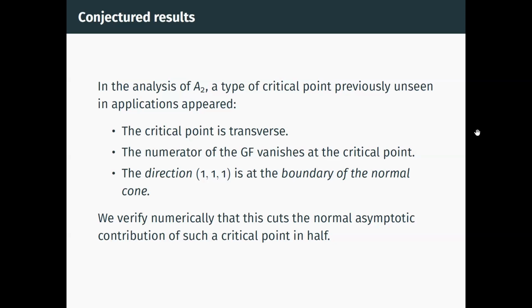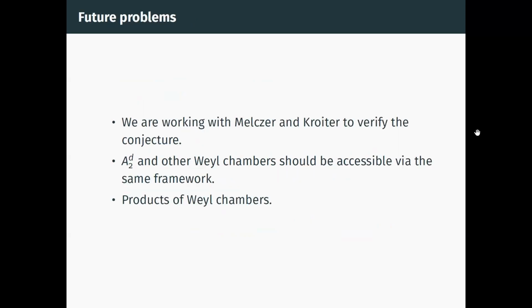If I only had one of the last two bullet points, it would be fine, but both at the same time is an issue. We can verify numerically that this is just cutting the asymptotics in half, but we haven't quite proved it yet. The next steps are working with Steve Melczer and his student Alex Kreuter to verify this conjecture is really true in these cases. Hopefully after that, we'll be able to extend to other dimensions of this Weyl chamber or other Weyl chambers, with the goal in the long run of analyzing all the Weyl chambers and blocks within them. Thank you for your time.